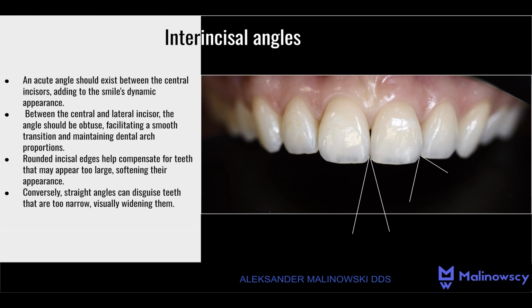Let's analyze the interincisal angles. An acute angle should be present between the central incisors, adding dynamism and character to the smile. Meanwhile, the angle between the central and lateral incisors should be obvious, allowing for smooth transition and maintaining proportion within the dental arch. Rounded incisal angles compensate for teeth that may appear too large, softening their look. Conversely, in, for example, periodontological cases, sharp angles can be used to mask teeth that are too narrow, visually broadening them.